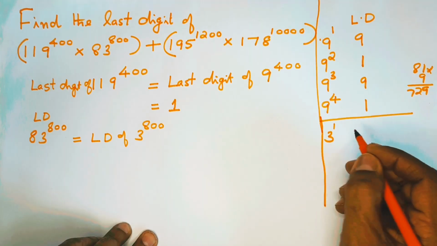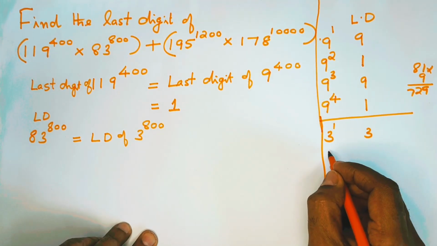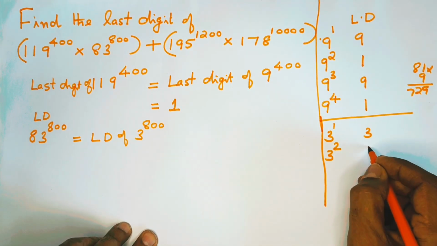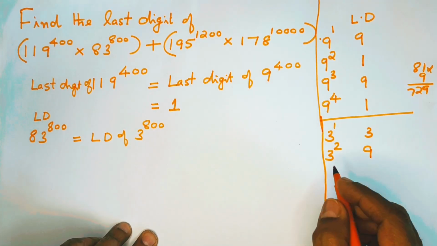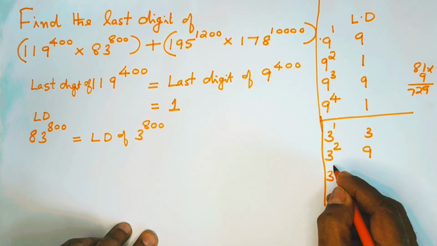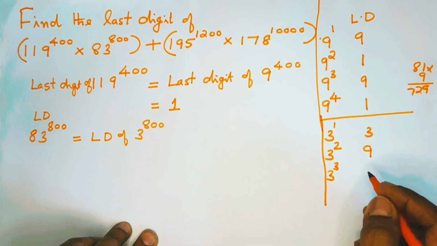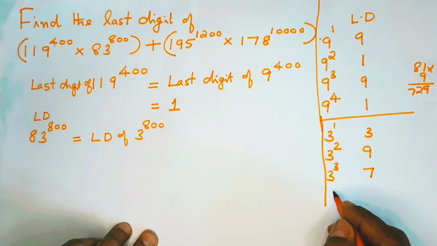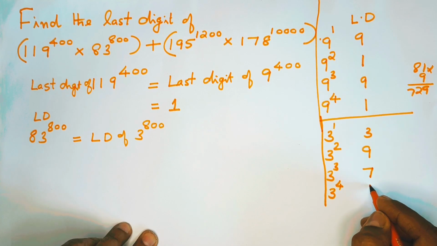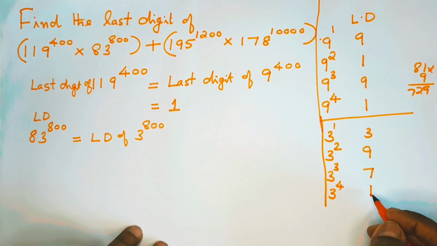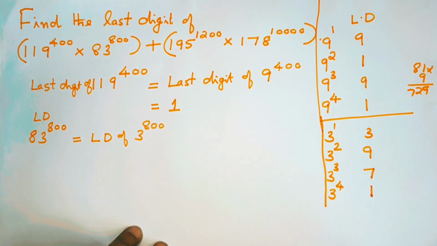See, 3 power 1, 3. 3 power 2, 9. I'm writing only the last digit. There's only one digit, so I'm just writing it. Now, 3 power 3, as you know, is 27. So the last digit is 7. 3 power 4, 81. So the last digit is 1. Now the moment you get 1, it's going to repeat.